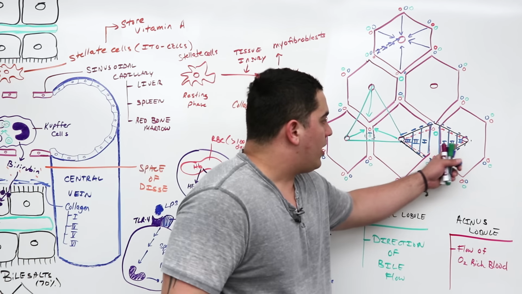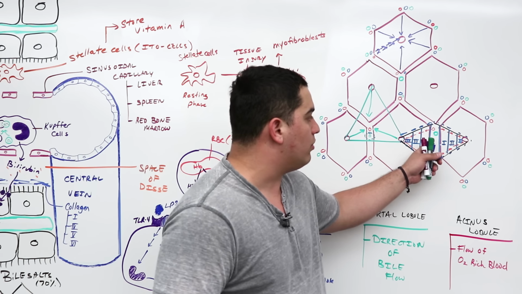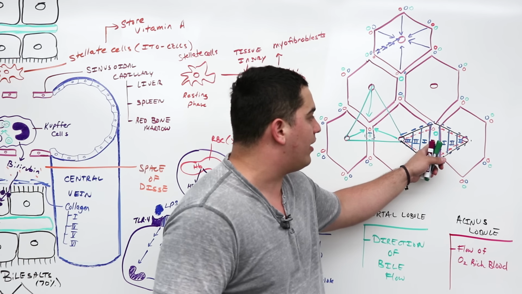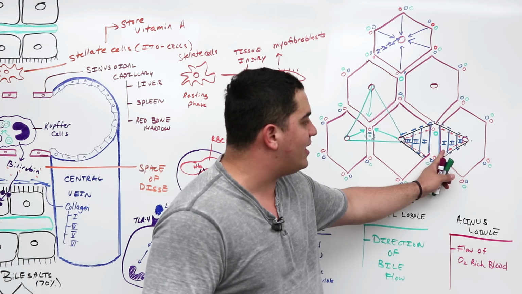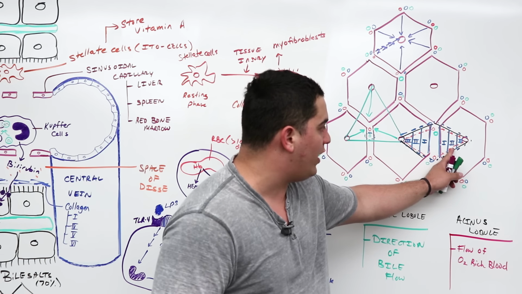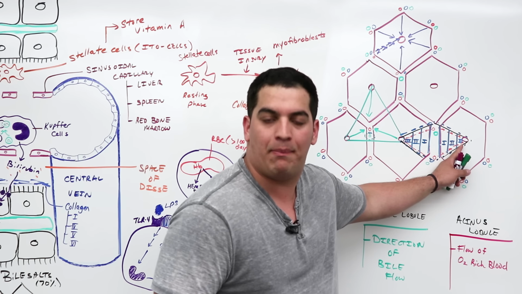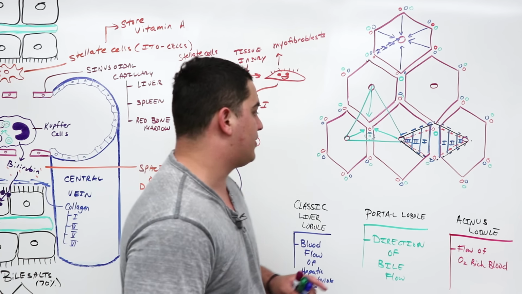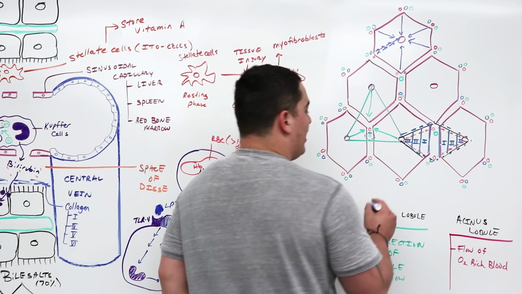So this is called the acinus model, or the acinus lobule, is that you're looking at the flow of blood, the flow of oxygen-rich blood from the portal triad towards the central vein. And again, the hepatocytes in this area are referred to as periportal. These are just going to be the ones between. And this is going to be called perivenular, okay? Perivenular hepatocytes. Why did I mention this? Here's what's cool about this one.